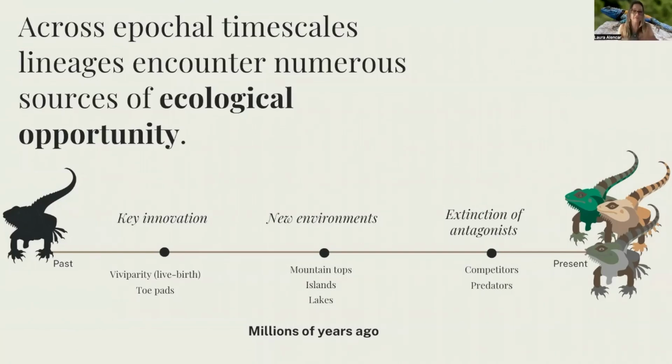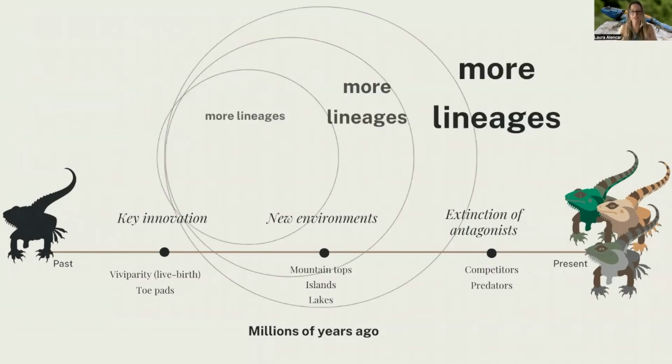So events such as the emergence of a key innovation, like the evolution of viviparity or the toe pads, the invasion of a new environment, or the extinction of antagonists such as competitors and predators can create such opportunities and catalyze diversification, because lineages will take advantage of these vacant niches and then are able to generate more and more and more species.